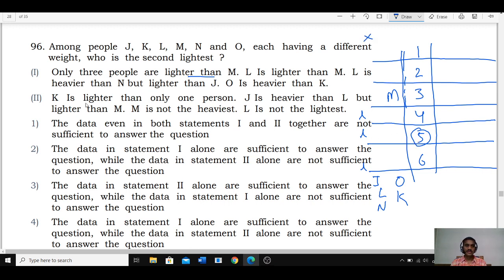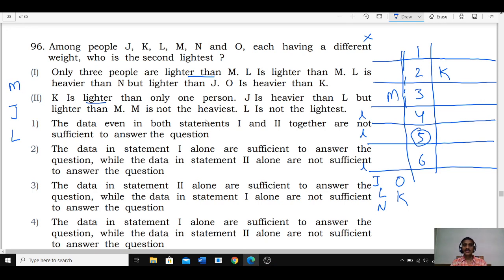Then coming to only 2. K is lighter than only 1 person, so K must be at the second place. J is heavier than L but lighter than M.